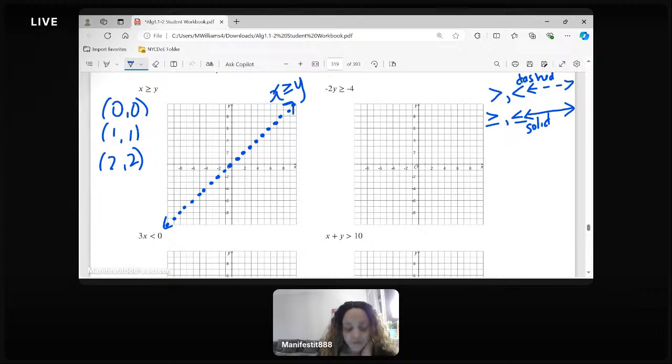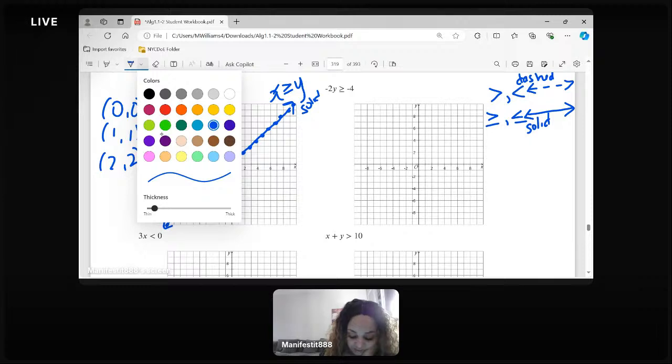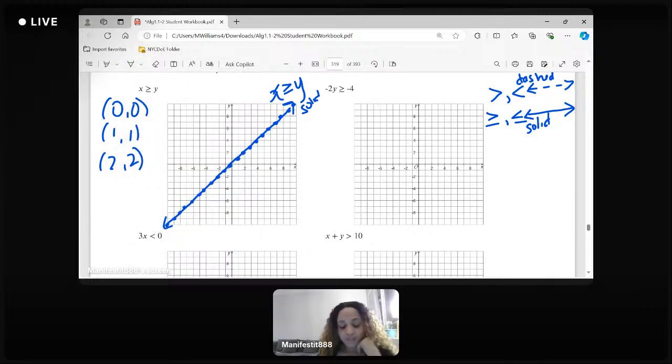Okay, now we need to figure out where do we shade. Before we do that, because the or equals to symbol is there, we need a solid line. So we can just make a solid line going through those points. Now we want to shade. I'll use this green color. Let's pick a point, any random point, and see if it holds true for the inequality x is greater than or equal to y. So I'm going to test any random point.